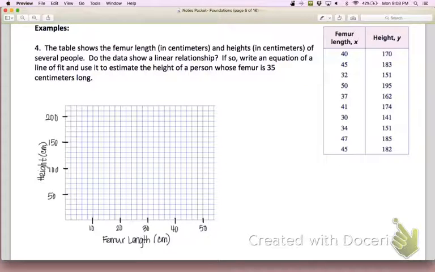So a couple of things to point out to you here. The way I decided on my scale was I looked at what the furthest I had to go was. So for femur length, 50 is what I had to get to. You can probably hear my dogs in the background. Sorry, that's going to be a normal occurrence.